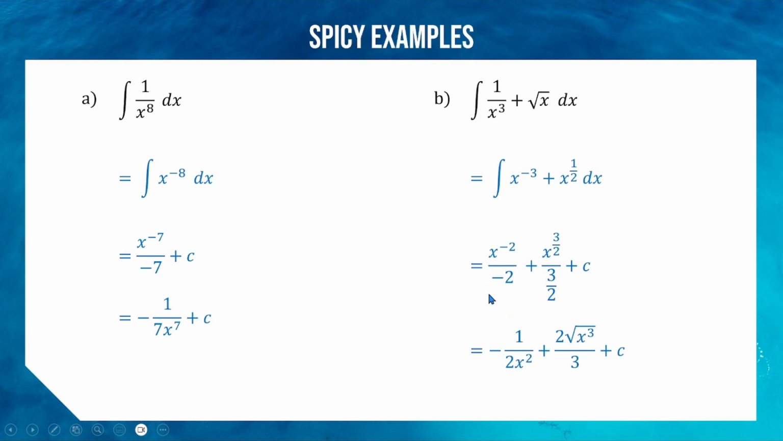We can chuck the negative out the front to make it look a bit nicer. The very bottom 2 flips up to join the x. The 3 stays down below. And x to the power of 3 over 2 is the square root cubed. And of course, plus c still hanging around.